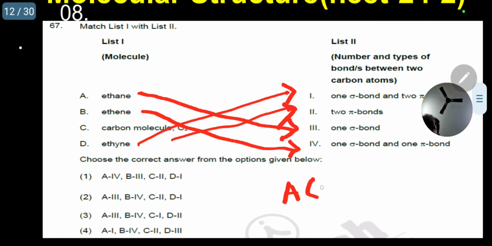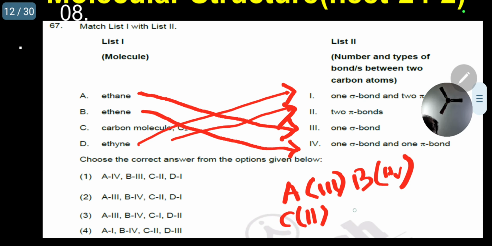A3, then B4, C, the C is 2 pi bond, that is 2, and D, it is 1. Now it is easy.